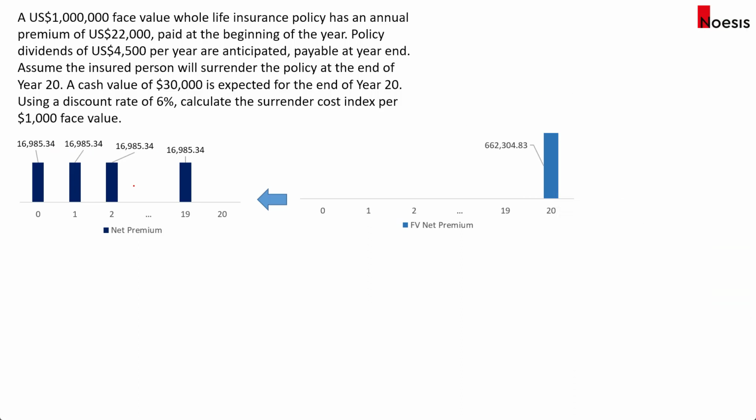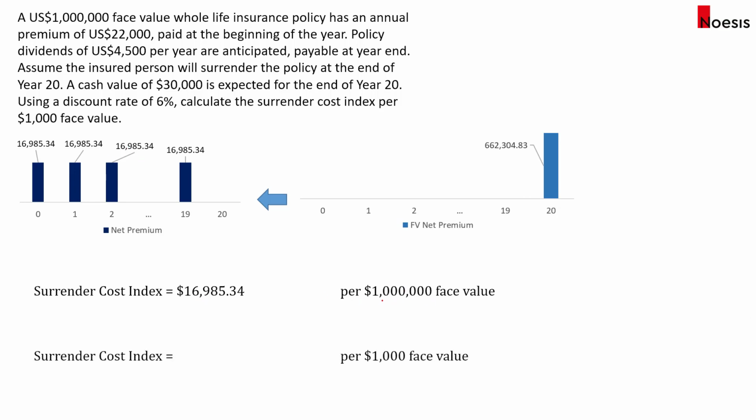Then we will need to convert this into the required face value. So currently it's 16,985.34 for a 1 million face value. So we'll need to convert this to a $1,000 face value. And to do that, we'll divide by a million and multiply by 1,000. So that will be equal to $16.985. So that will be our surrender cost index.